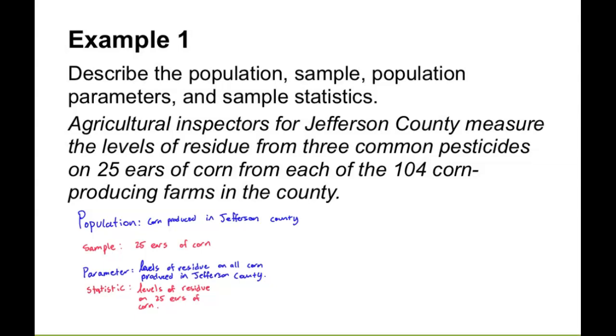So this is a good example of why we need statistics, because farms produce corn to turn a profit, right? And they couldn't truly go calculate the level of pesticide on every ear of corn, because you would have to actually harvest the corn to measure the pesticide. So if they harvest all the corn, then they don't have any more corn to sell.